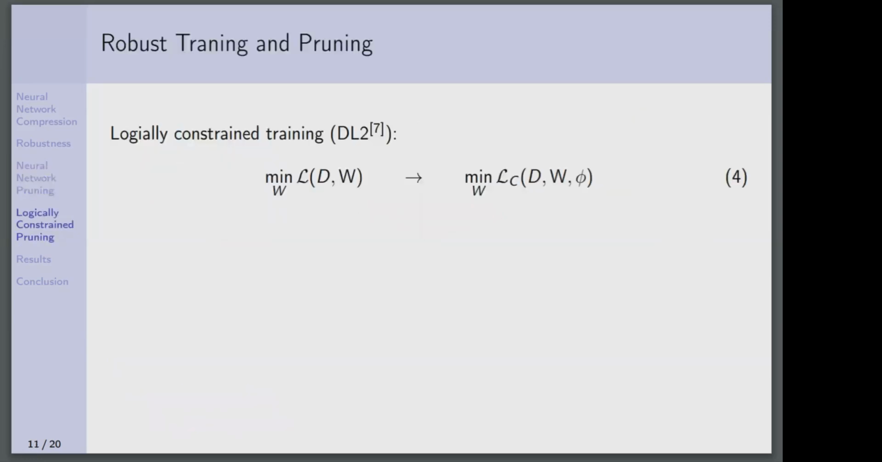Cool, so how do we do this? We take inspiration from robust training methods, one method in particular called DL2 that we've talked about in this seminar before, but I'll explain how it goes for those who haven't read the paper. Rather than minimizing some standard loss function, you're going to minimize some constraint-aware loss function, which is dependent not just on the dataset and the weights, but also on some constraint phi.